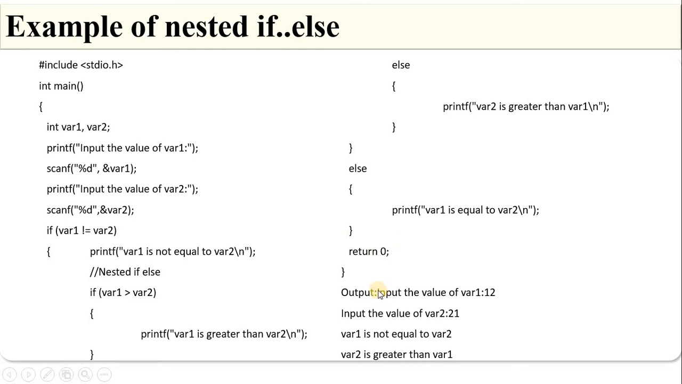Then we are returning 0, and this will be a sample output. If the user enters 12 and then 21, then var1 is not equal to var2 will display, as both are not equal, 12 and 21 are not equal. Then it will come here and execute this one, wherein it will say var2 is greater than var1.